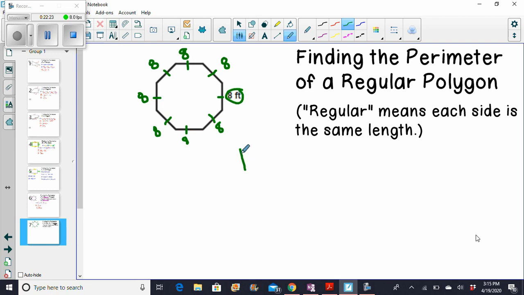Now I could say perimeter equals 8 plus 8 plus 8 plus 8 plus 8 plus 8 plus 8 plus 8, but that is exhausting. So instead, I'm going to go ahead and say my perimeter is going to be 8 feet multiplied by the number of sides, which is 8. 8 times 8 is what, my friends? 8 times 8 is, I hope you got it right, 64. 64 what? 64 feet.